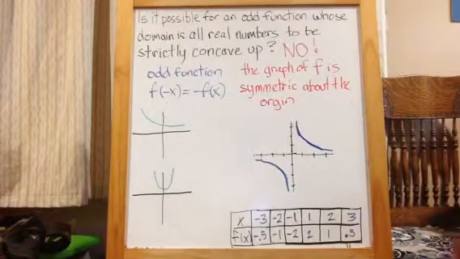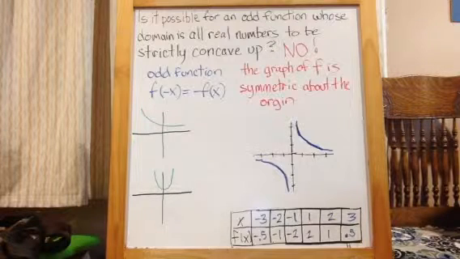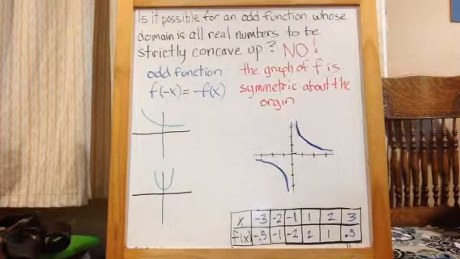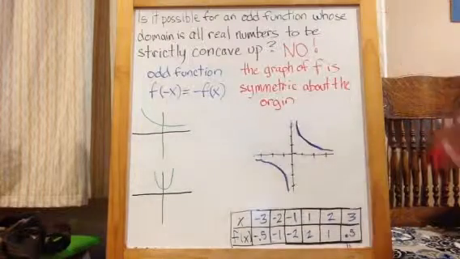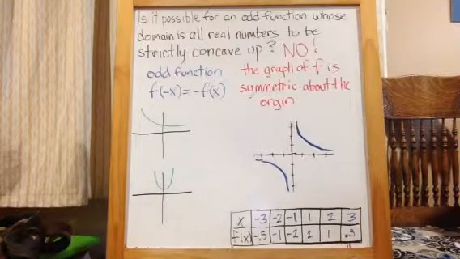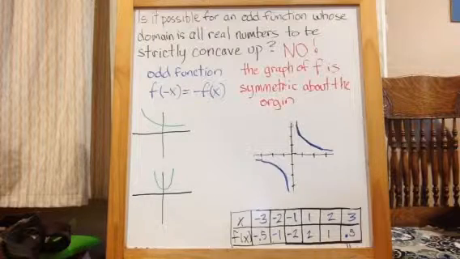Hello, math lovers. Today's question comes from section 5.2, and it states the following. Is it possible for an odd function whose domain is all real numbers to be strictly concave up? Well, I'm just going to go ahead and answer that and say no, because that's what I hope to prove to you.